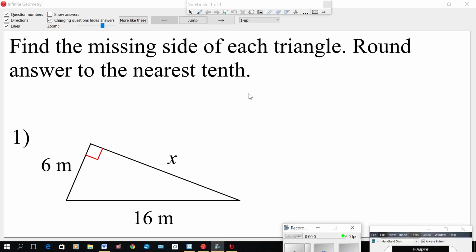Hi there. This is a lesson on the Pythagorean Theorem and the reason we have it. Okay, here is the Pythagorean Theorem. I'm just going to write it down.